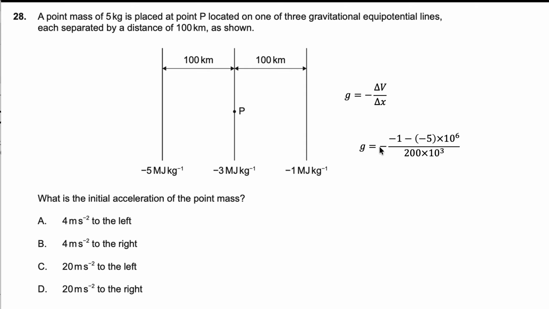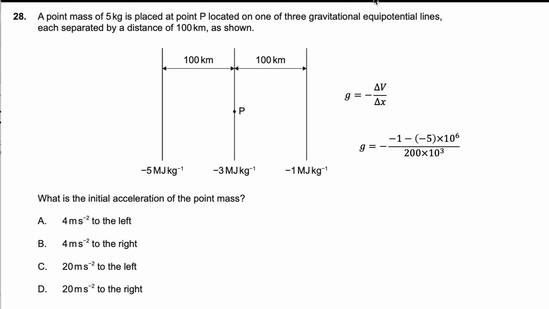Okay, I've got my potentials. Well, we've got final take away initial. I'm going to do minus 1, minus 5. Sorry, a bracket needs to be put in here. Times 10 to the 6 because we're dealing with megajoules. And because we're increasing x, we're going from 0 effectively to 200 kilometers. That's 200 times 10 to the 3.